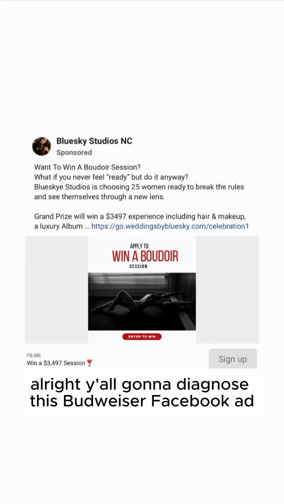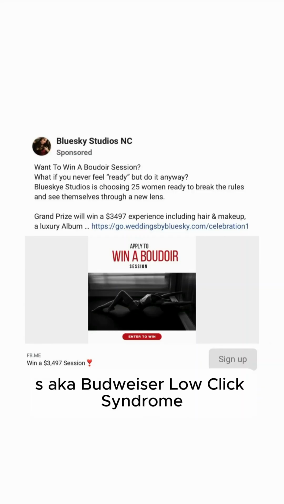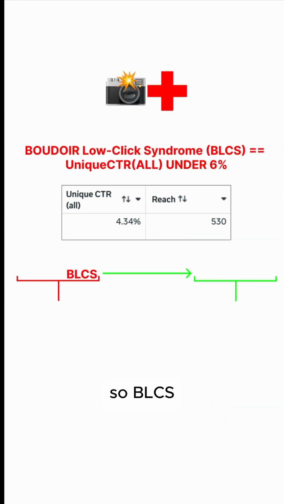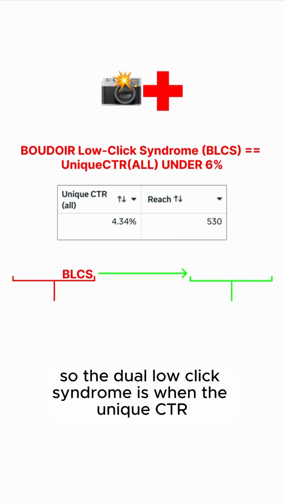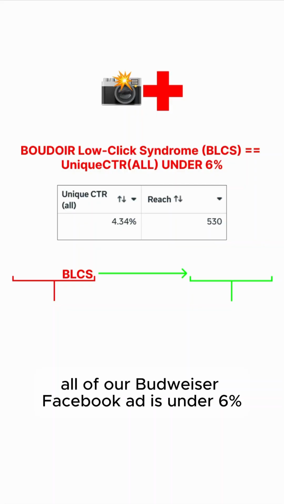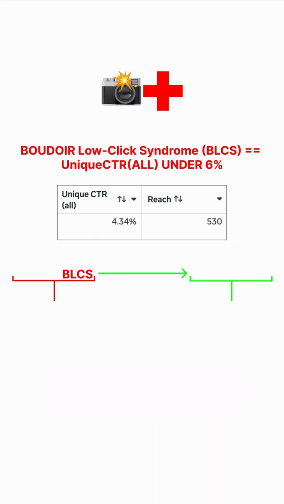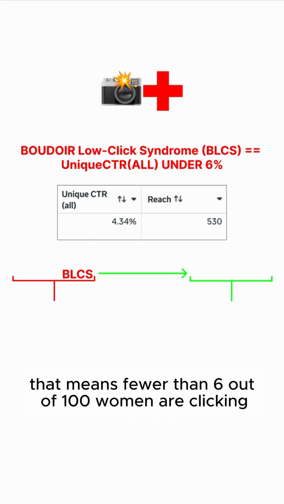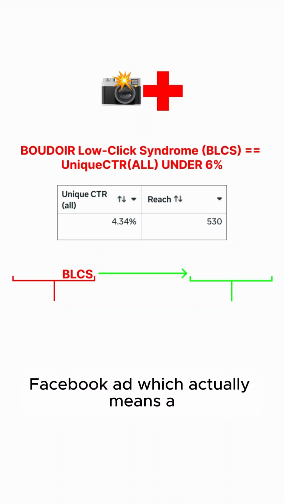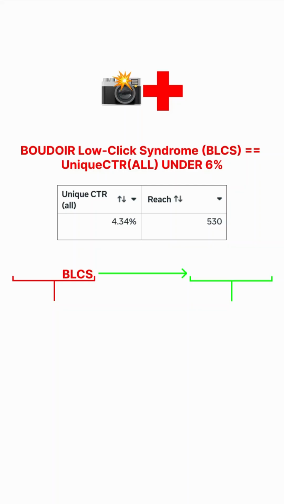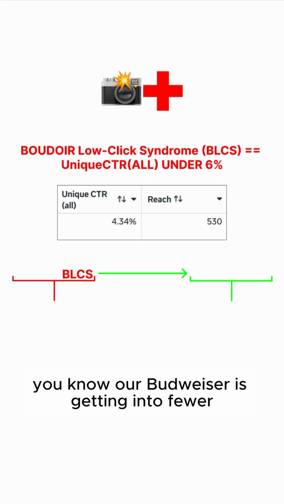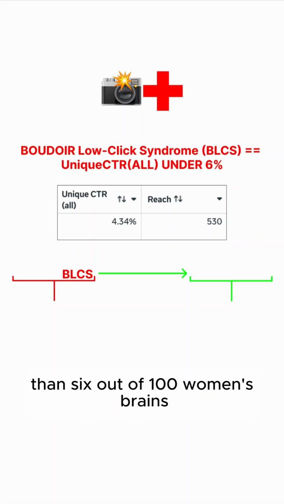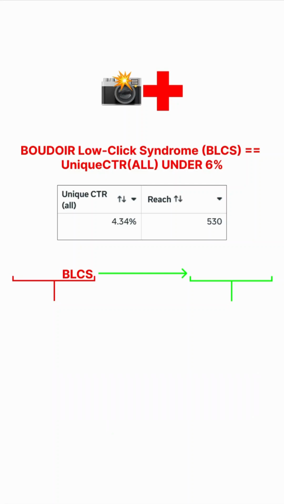All right, y'all. Gonna diagnose this Boudoir Facebook ad, see if we believe it has BLCS, aka Boudoir low click syndrome. So BLCS is when the unique CTR of our Boudoir Facebook ad is under 6%. So that means fewer than 6 out of 100 women are clicking somewhere on our Boudoir Facebook ad, which actually means our Boudoir Facebook ad is getting into fewer than 6 out of 100 women's brains.